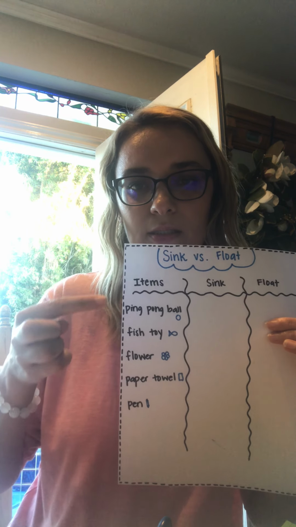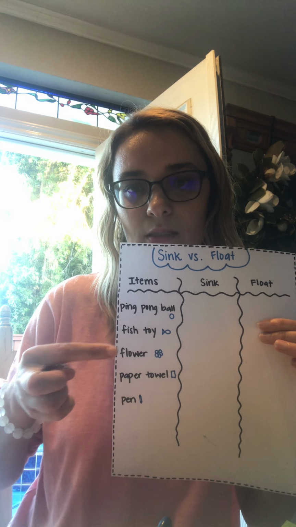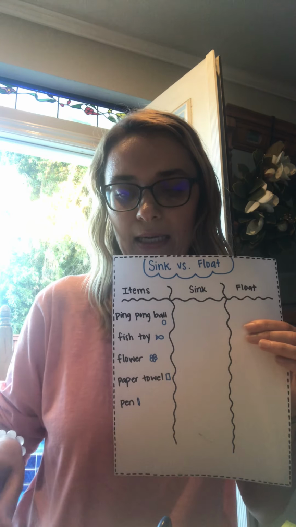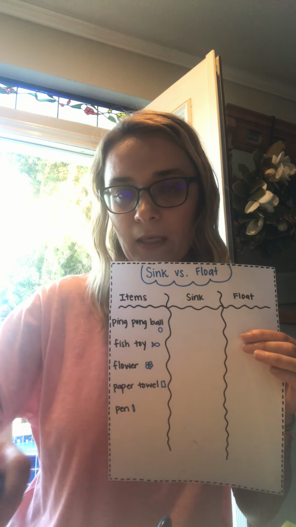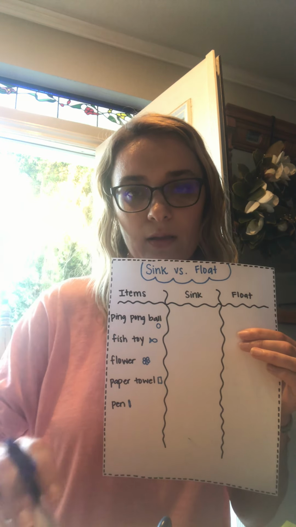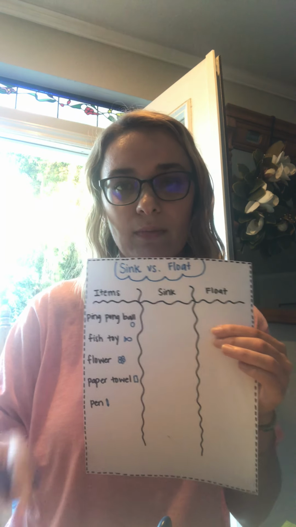So in this case, I would just say, okay, my friends, you're going to go work with your table groups, and they will go down the list, and they would test out each object to see if it sinks and floats. Then I would tell them, for example, with our ping pong ball, it floats, so we would put a check mark, and I would also model how to do that before they go back to their seats.